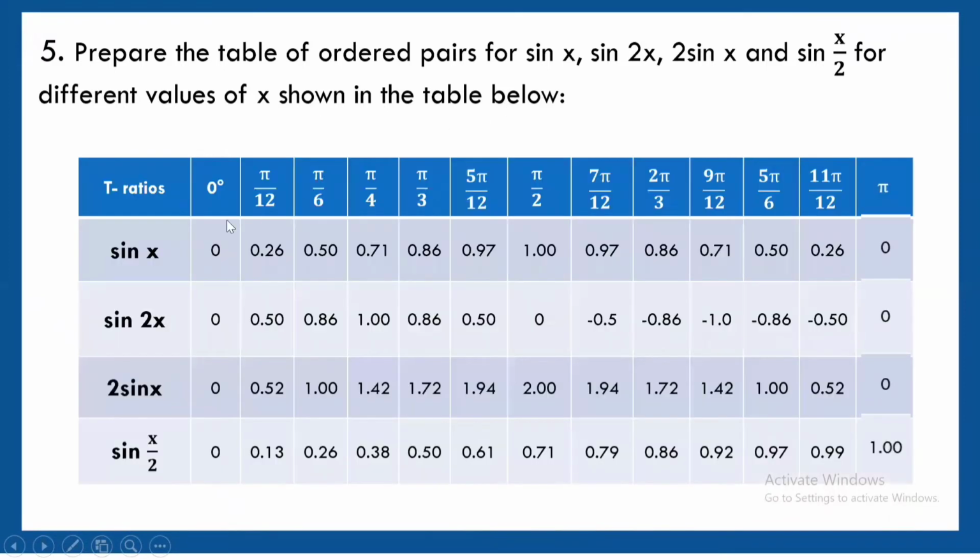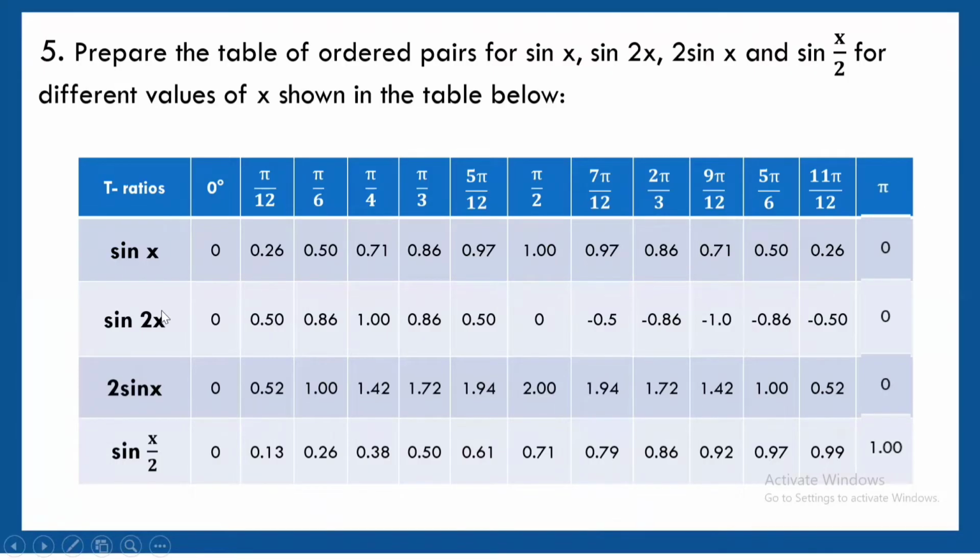Here's my table. I know that sin 0 is 0. Sin pi by 12 is sin 15. Sin pi by 6 is sin 30, which I know is half, so 0.5 is written here. Sin pi by 4 is sin 45, which is 0.71. Sin pi by 3 is sin 60, 0.86. Sin 5 pi by 12, 0.97. Sin pi by 2 is 1. Sin 7 pi by 12 is 0.97. Sin 2 pi by 3 is 0.86. Sin 9 pi by 12 is 0.71. Sin 5 pi by 6 is 0.50. Sin 11 pi by 12 is 0.26. And sin pi is 0.